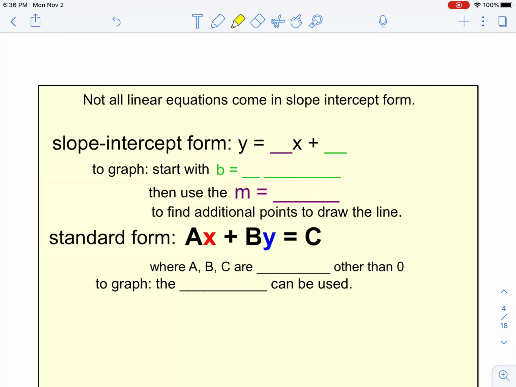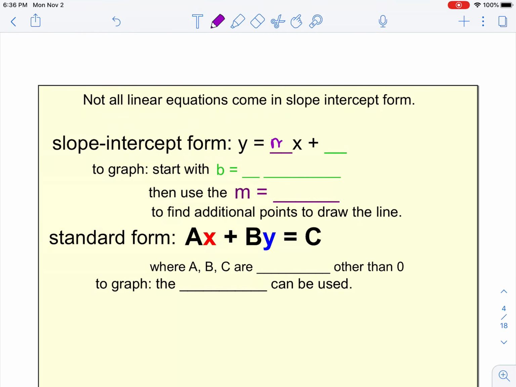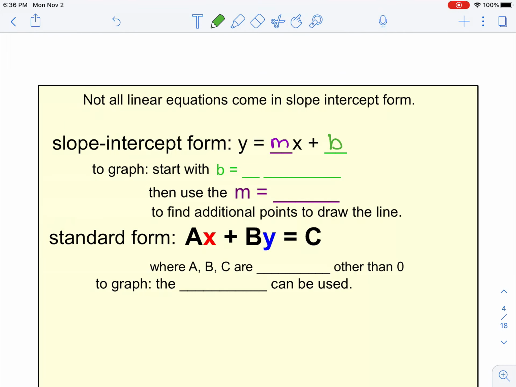There's other forms though, and one of them is called standard form. So not all linear equations will actually be written in slope-intercept form. So remember slope-intercept form, I hope that you're sick of hearing this now, because that means you're really starting to get it. Y equals mx plus b. And to graph, again, we start with a y-intercept, and then we use the slope, which is our rise over run, to get to the next point on the line.